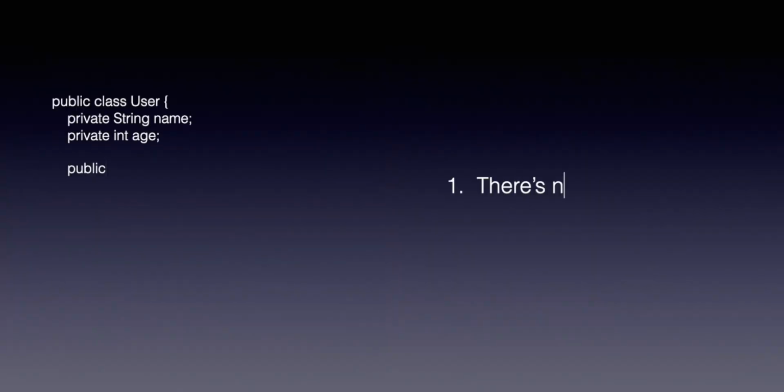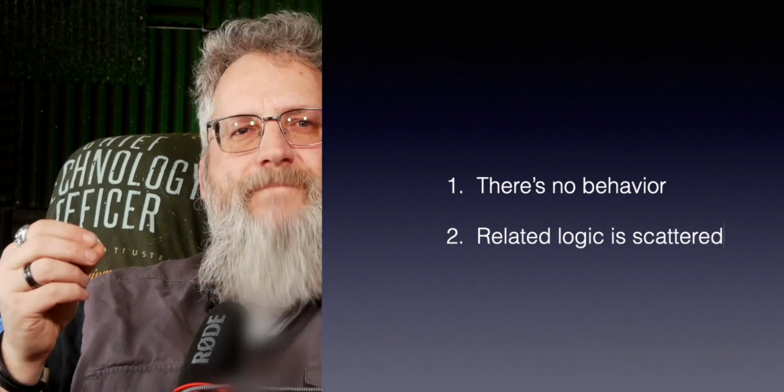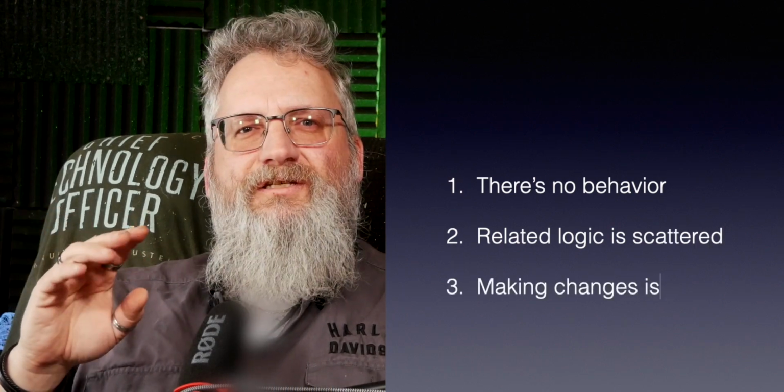Let's examine Exhibit A. The signs were there all along. There's no behavior, just fields and getters. Logic related to this data is scattered in unrelated parts of the codebase. Making changes feels like untangling Christmas lights, but worse. But this isn't just another routine inspection. Today we'll uncover the secrets of the data class and see when it's okay and when it's guilty as charged.